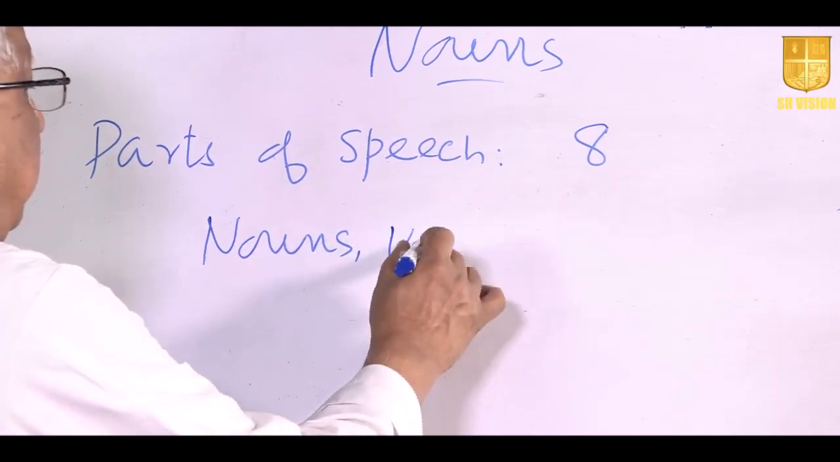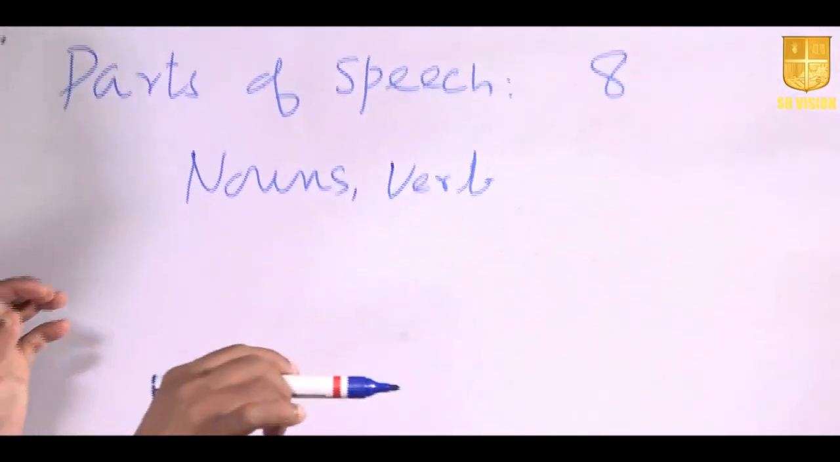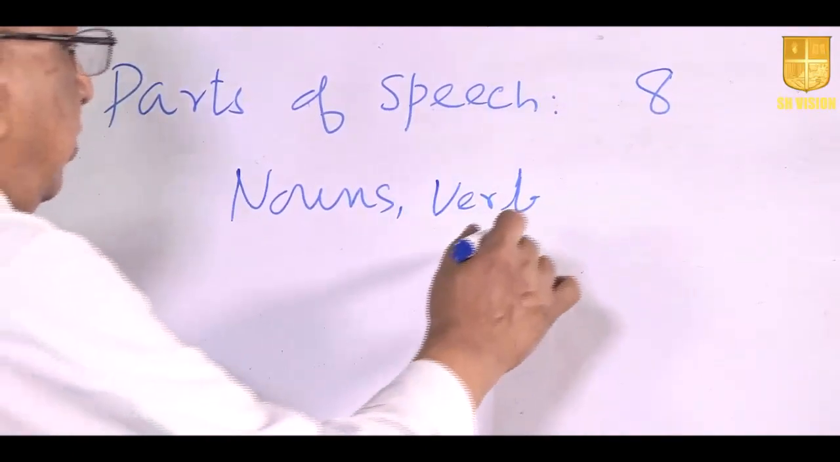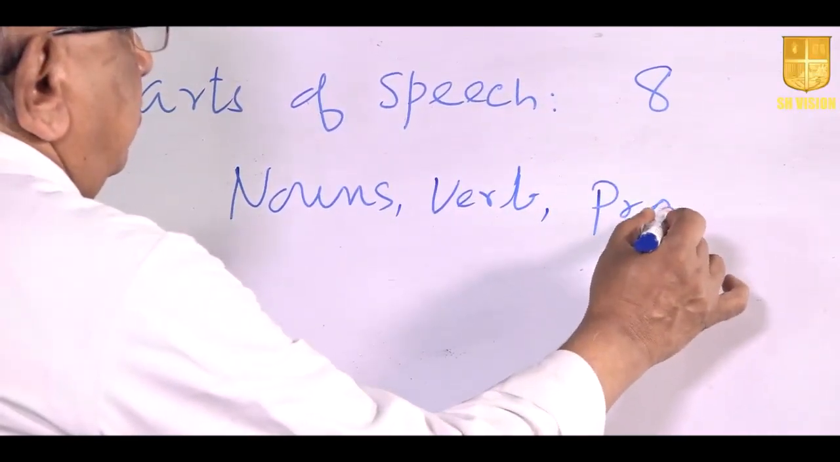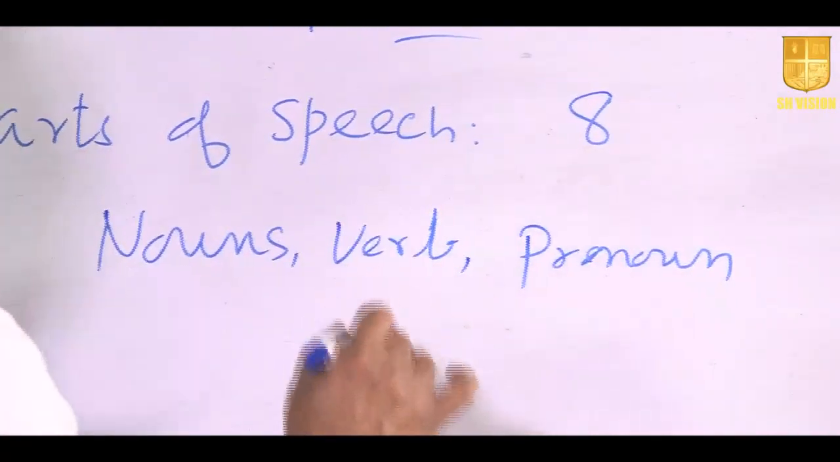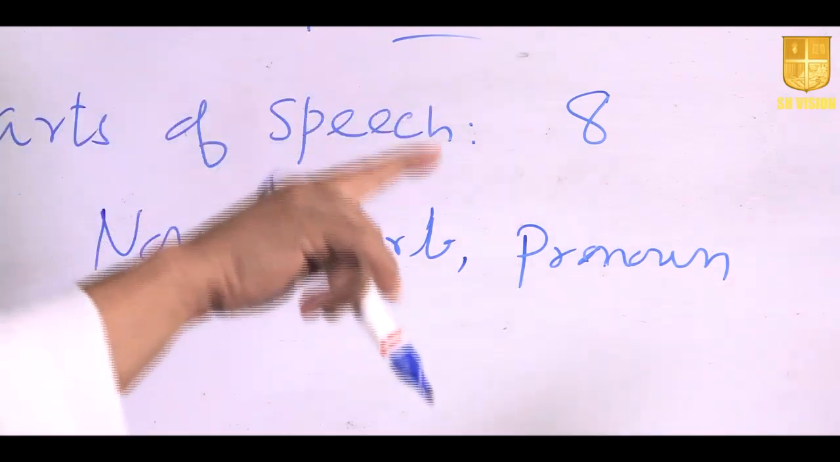Then verb, the most important and most difficult part of speech. Verb is the most difficult part of speech in any language, not only in German. Then pronoun. Pronoun stands for noun. You don't use the noun always. Peter is a teacher in such college. Then you don't say Peter again and again. You use another word, he. So it stands for the noun, that is pronoun.